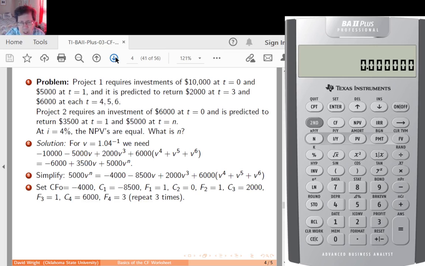But we're going to do it with the cash flow worksheet. There are fewer buttons if you do it that way. So if you look at, we have the polynomial here. So the first thing we're going to do is figure out the net present value of the right-hand side.